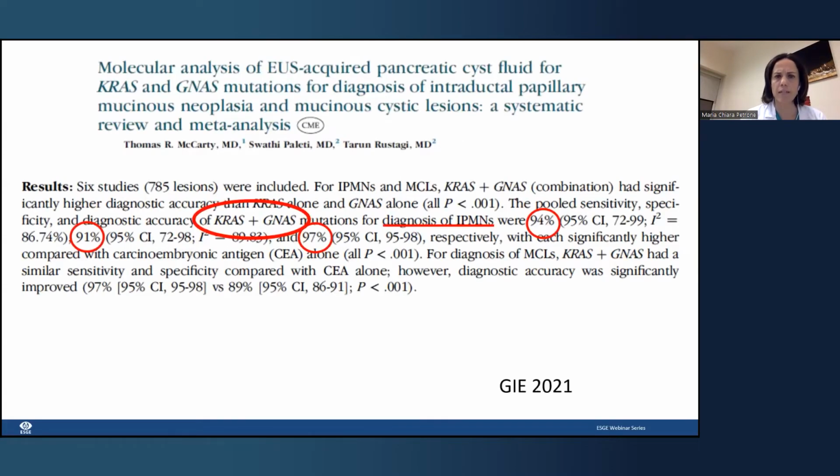And this is a meta-analysis recently published to evaluate the diagnostic performance of KRAS and GNAS mutations in pancreatic cysts for the diagnosis of IPMN and mucinous cystic lesions. And again, there are very good results in terms of sensitivity, specificity and also diagnostic accuracy. The guidelines feel that the use of molecular markers is still investigational and not ready for routine clinical use.